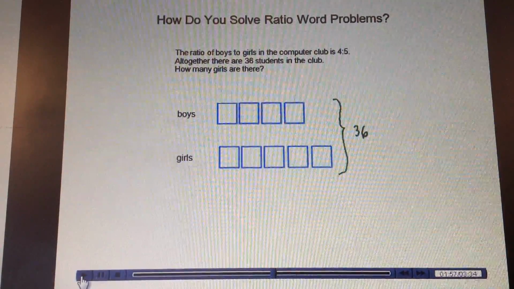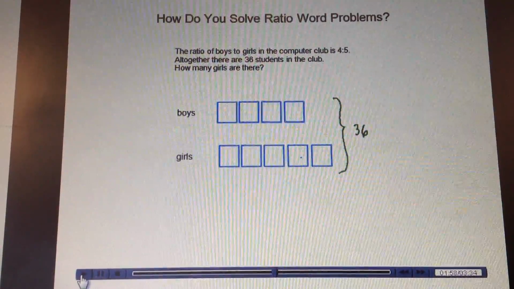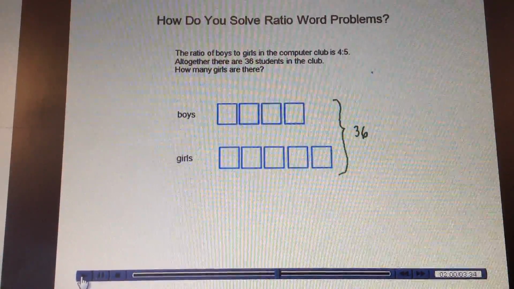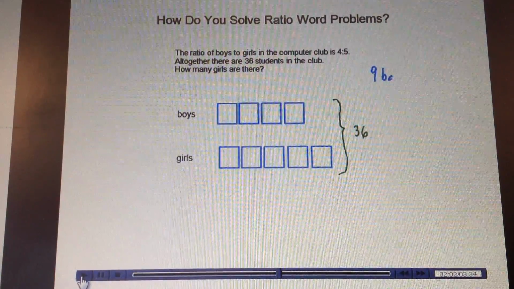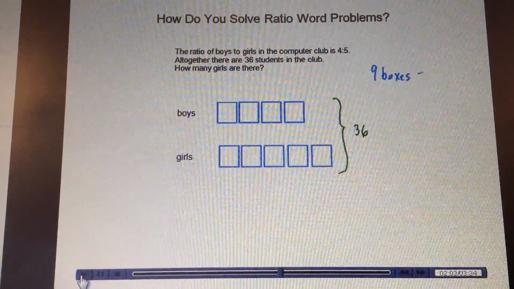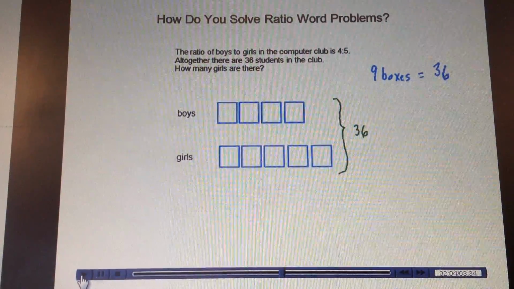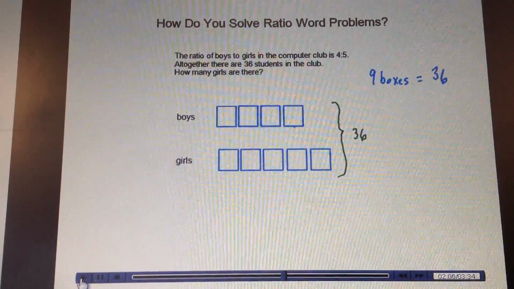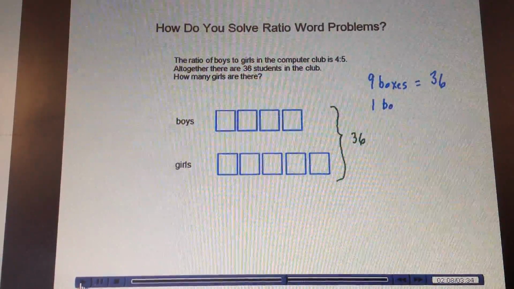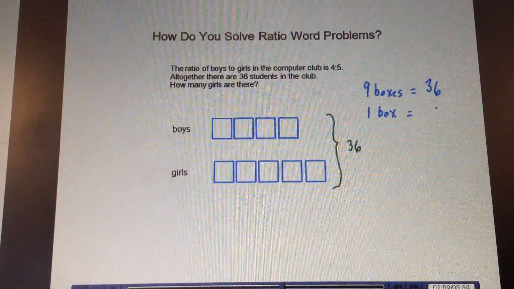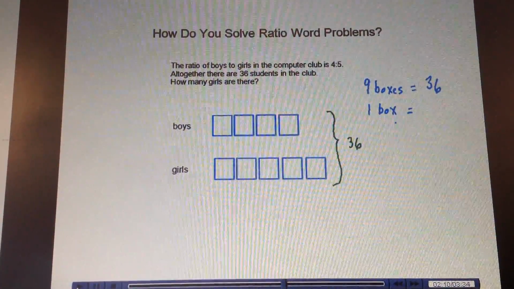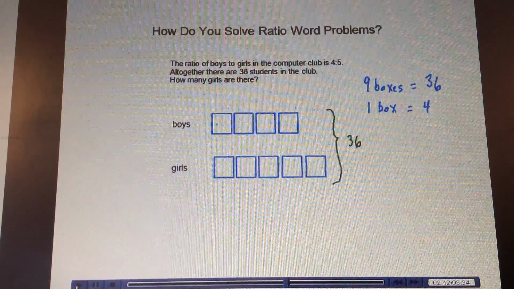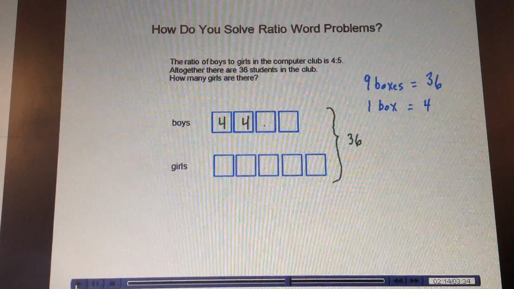So now we have a relationship between the boxes that I drew and the total number of students. We now know that 9 boxes equals 36 students. But we need to find the value of just 1 box. 1 box must equal 36 divided by 9, and that's 4. So now we know that each box represents 4 students.